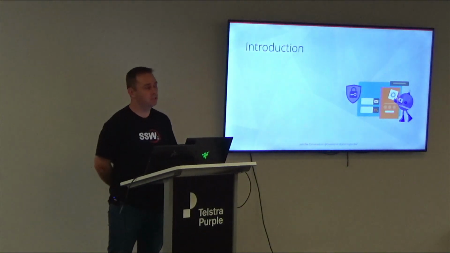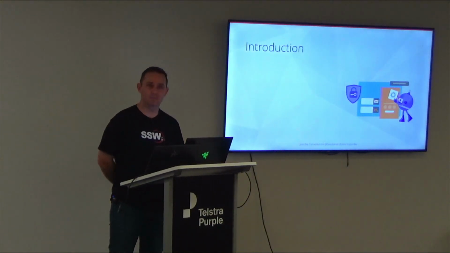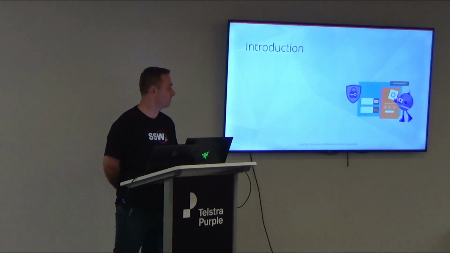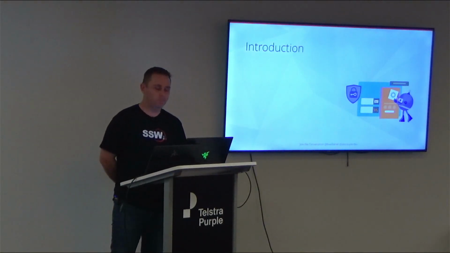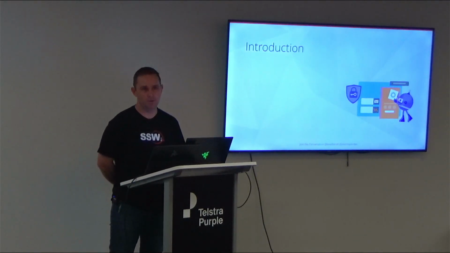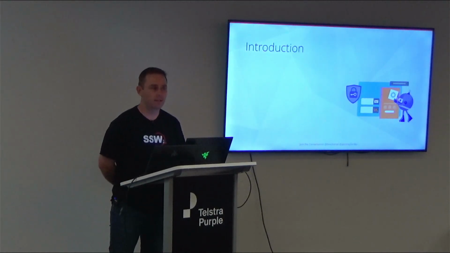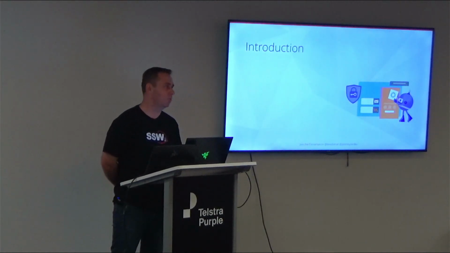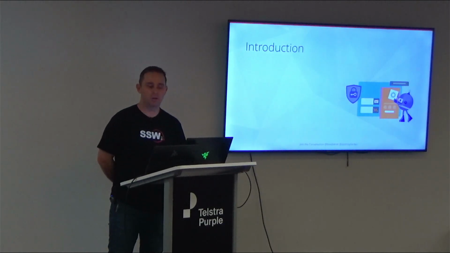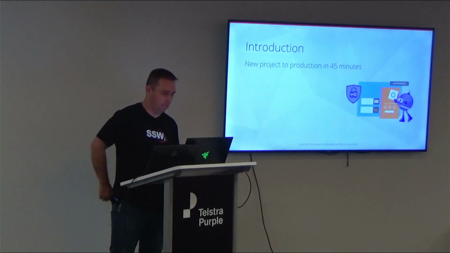So, as I've mentioned, the goal of this presentation is to rapidly deliver a new solution to production in 45 minutes. But as any seasoned .NET developer knows, we can already do that, right? Right-click, publish. But that's not really what I have in mind. I don't want to take shortcuts. I want to build a system that has everything that we would expect.